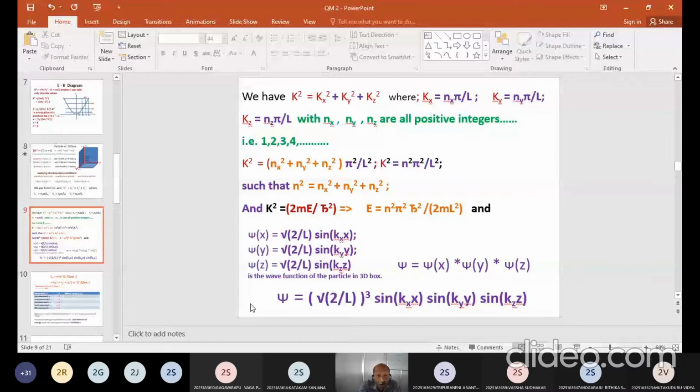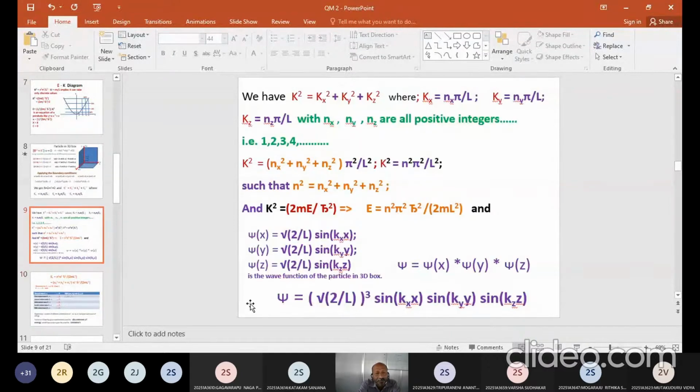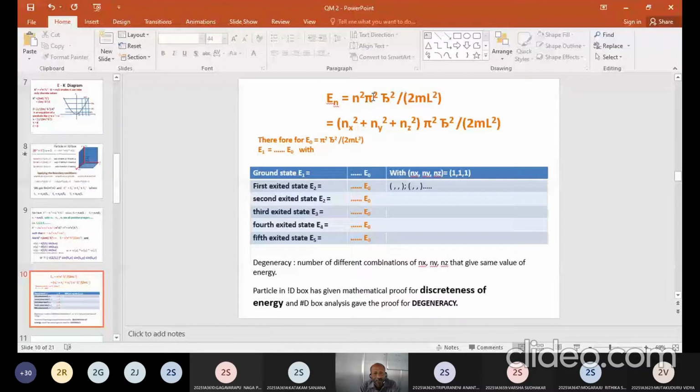Now, what did we infer, or what did we actually get from this, is something which we are going to see today. We have seen that KE is equal to n² pi² h cap² by 2mL², because k² is equal to 2mE by h cap², but k² is equal to nx² plus ny² plus nz² pi² by L², or k² is equal to n² pi² by L². All these terms are being used here. En is equal to n² pi² h cap² by 2mL².